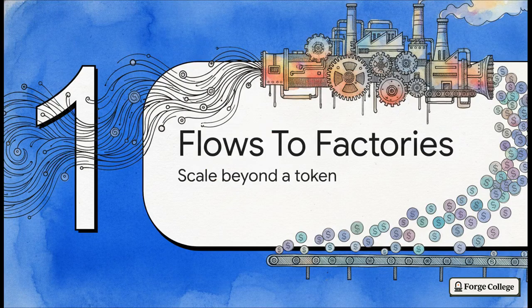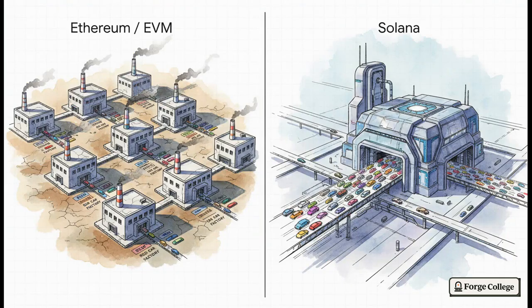Section 1. From flows to factories, scaling beyond a single token. So, in our last lesson, we walked through how to execute basic single token flows. Minting, transferring, the absolute fundamentals. But now we really want to scale. We're graduating from handcrafting one isolated token to engineering a massive, reusable factory.